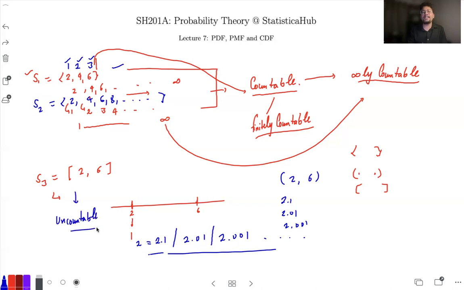And any uncountable set will contain an infinite number of points. So an uncountable set is always infinite. Okay, so that makes sense. Like, how do we define different types of sets, countable or uncountable? Now, again, coming to the definition.